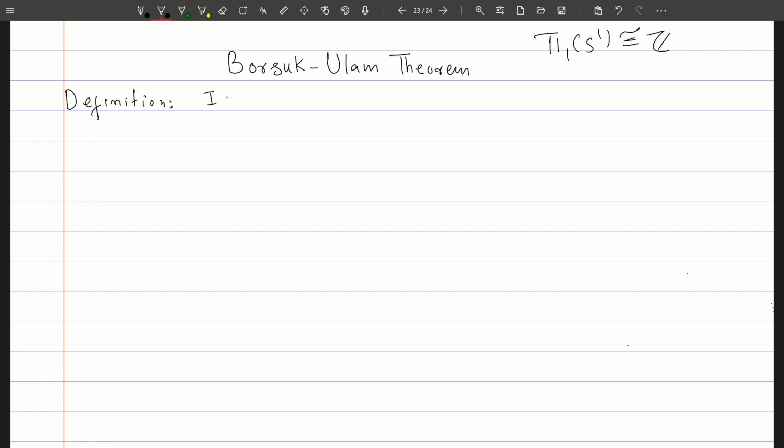So if x is a point in Sn, where this Sn is the boundary of the n plus one dimensional unit ball, so this x is any point in this space, then its antipode is the point minus x.